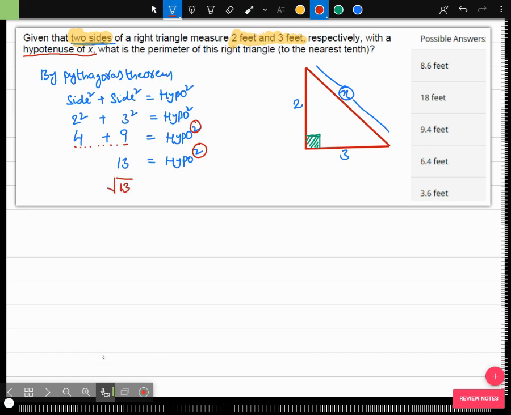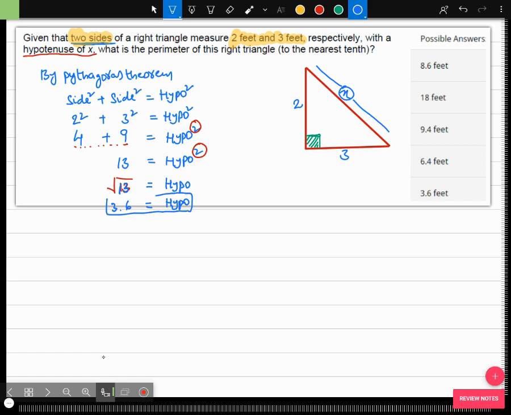So, square root of 13, that's the value of the hypotenuse. At this point, I'm using my calculator. What is the square root of 13? That's giving me 3.60. So the value of the hypotenuse is 3.6.